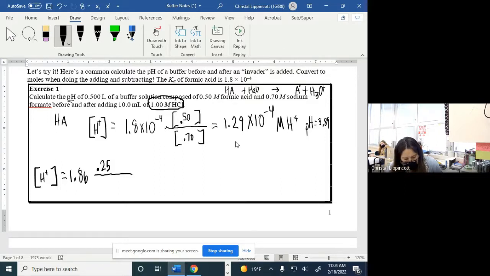What about my bottom? Where did the 1.86 come from? Oh, it's supposed to be times 10 to the negative 4. I'll rewrite it. I'm sorry. That's my Ka.